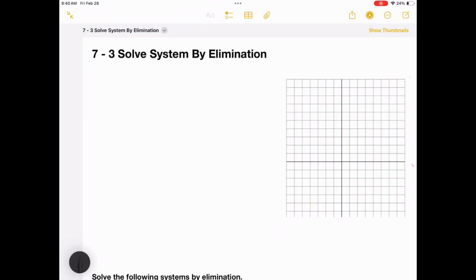All right, everybody, today we're going to be doing 7-3 Solve by Elimination. Today is actually probably the easiest of solving for systems. So let's just start with a little review. So far we've talked about solving by substitution and solving by graphing. So let's just go over these one more time.